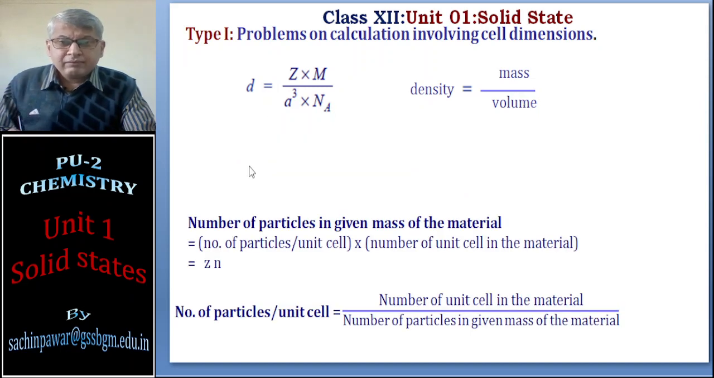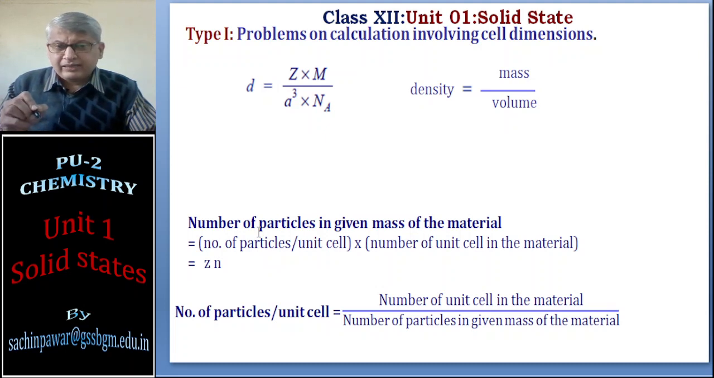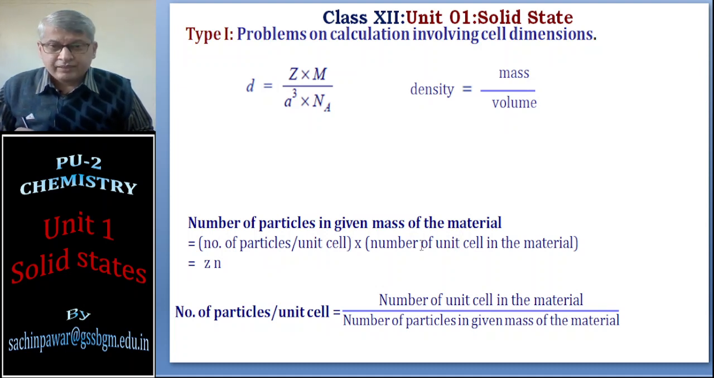Let's begin. Now here you require two formulas, which are required not for all problems but for some problems. If you want to find out the number of particles in a given mass of a material, we just find out the number of particles per unit cell and multiply it by the number of unit cells present in the material.